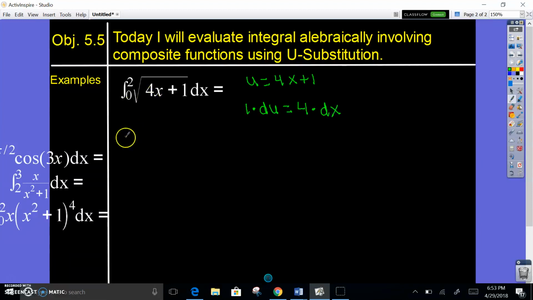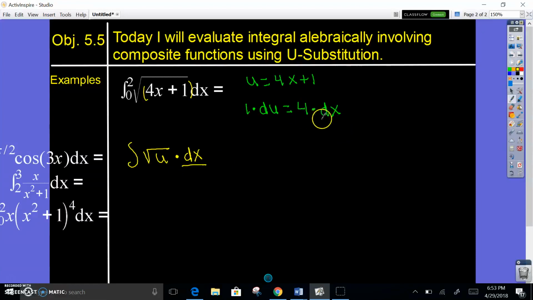Now let's go ahead and start our substitution on this side. We are going to take the integral of the square root, and now the 4x plus 1 is going to get replaced completely by u, and then it's times dx. Remember that you want to get rid of this dx because you have to have the same variables. I mean, you can't have different variables when you're taking an integral.